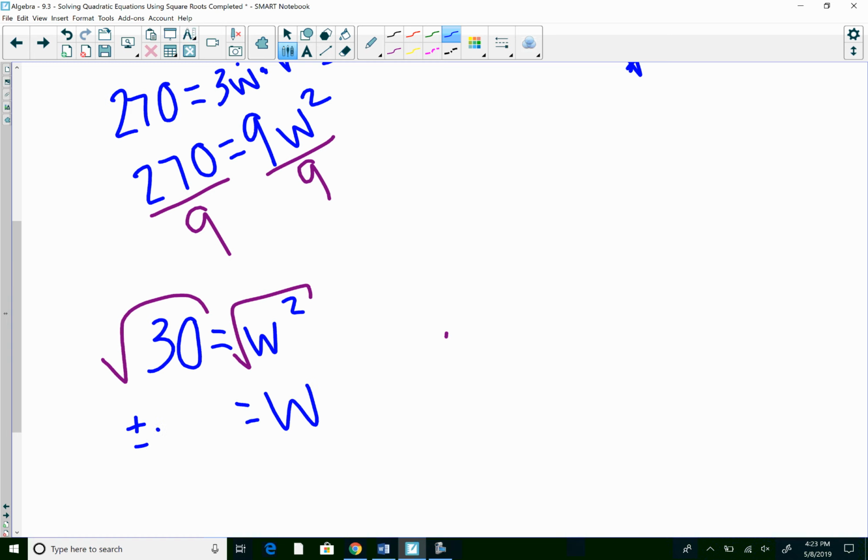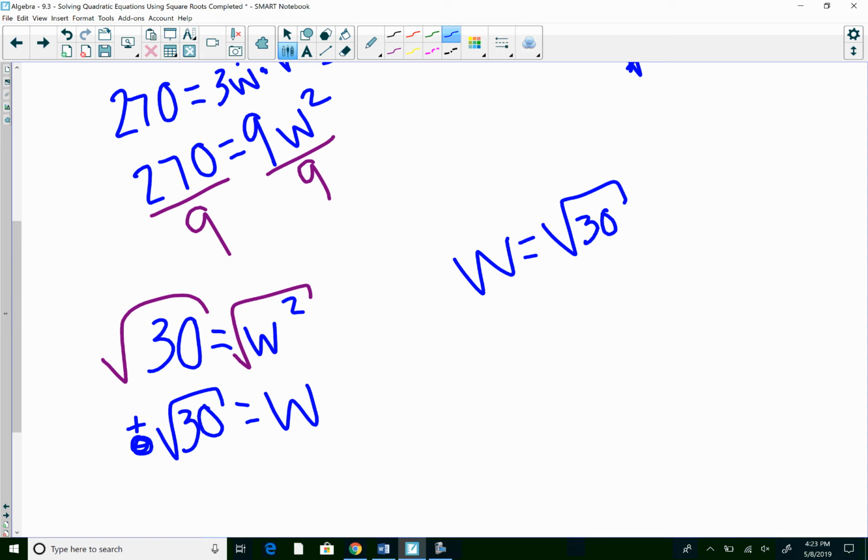So we get both the positive and negative square root of 30. But if we think about it, we're talking about distances, right? Length, width, height. It doesn't make sense for us to have a negative solution. So we're just going to go ahead and say that our width is the square root of 30.